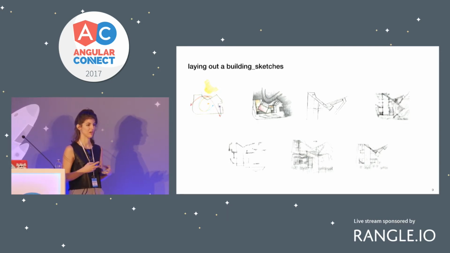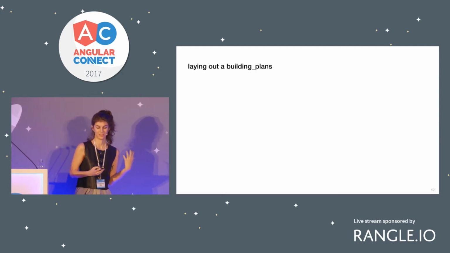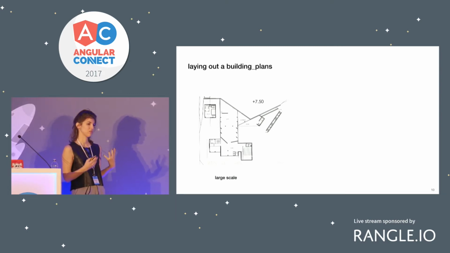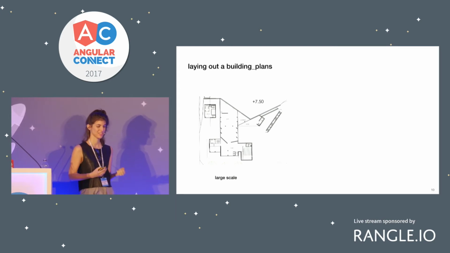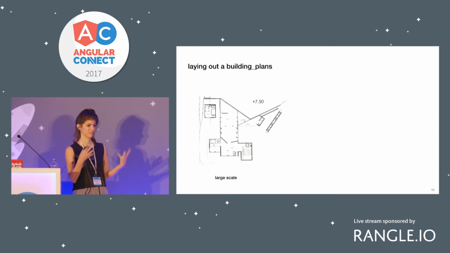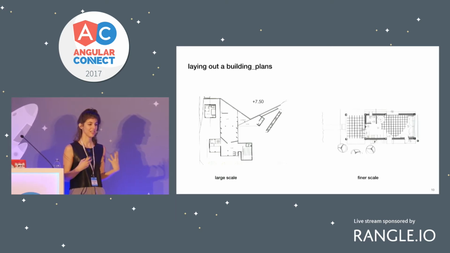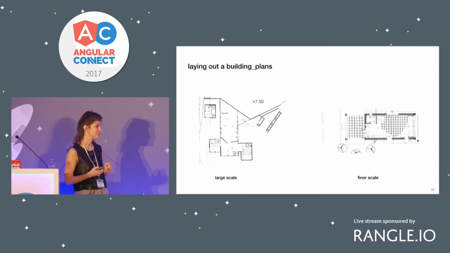Once you know how your form is going to be, you can start making some plans. First, you plan on a large scale, so that you know where each space goes, how much space each individual room takes. So you have your larger scale plan. And then you can move on to finer scales and start adding elements, structural elements, the components. Like you see here, we have tiles, furniture, stairs.